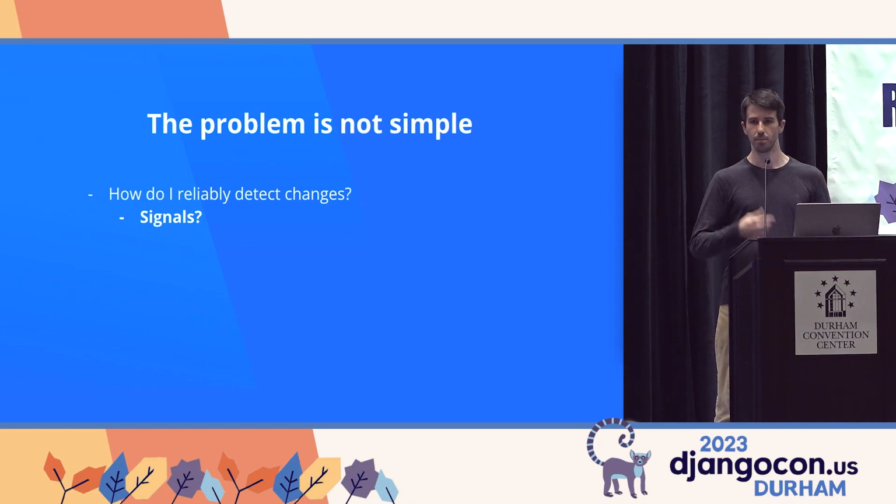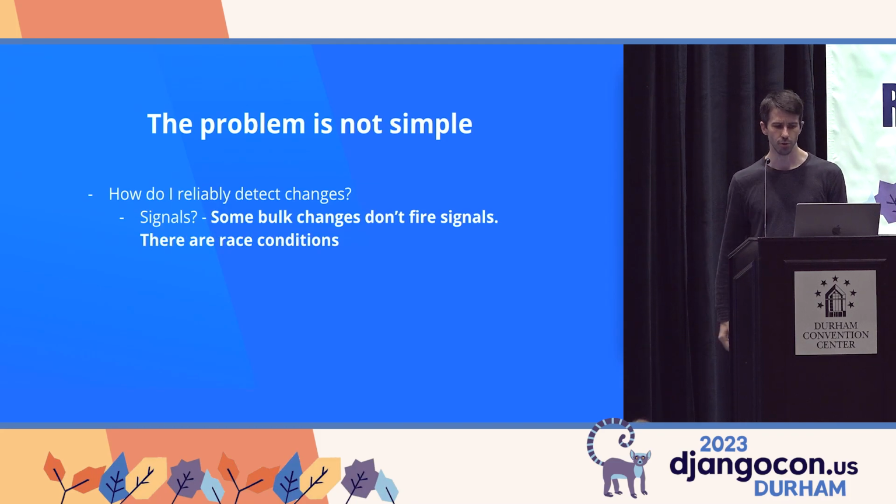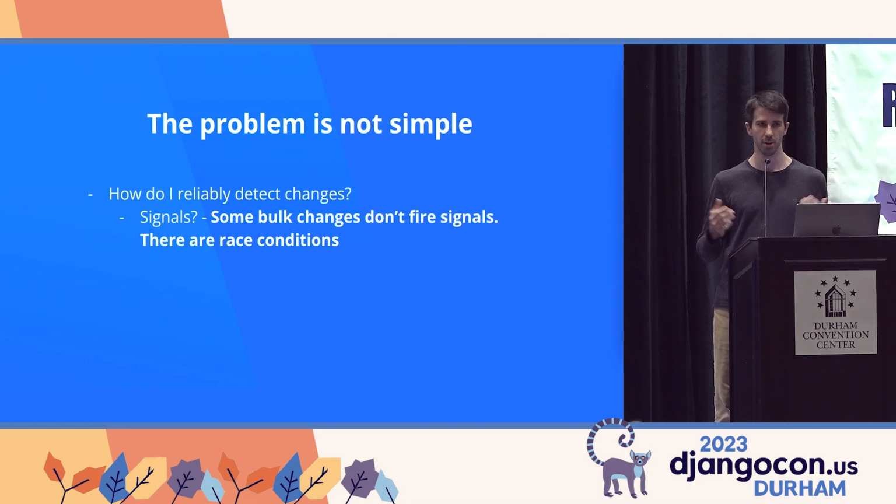So pre-init, post-init, pre-save, post-save, pre-delete, post-delete. Django has the ability to link into the model lifecycle, whether it's instantiating the object or saving to the database. You can use Django signals to get pretty high fidelity of all the changes coming through to a model, but many bulk changes, like bulk create and .objects.update, don't fire signals, or don't fire the same types of signals.